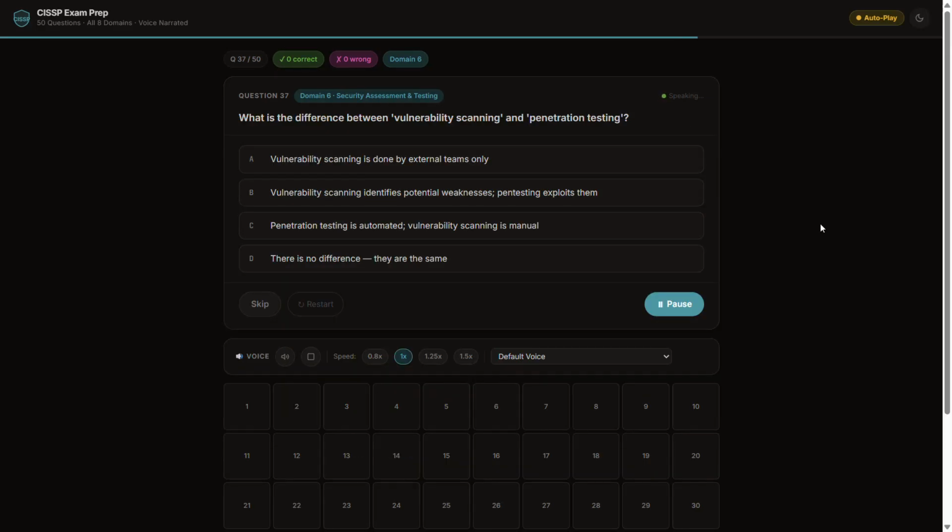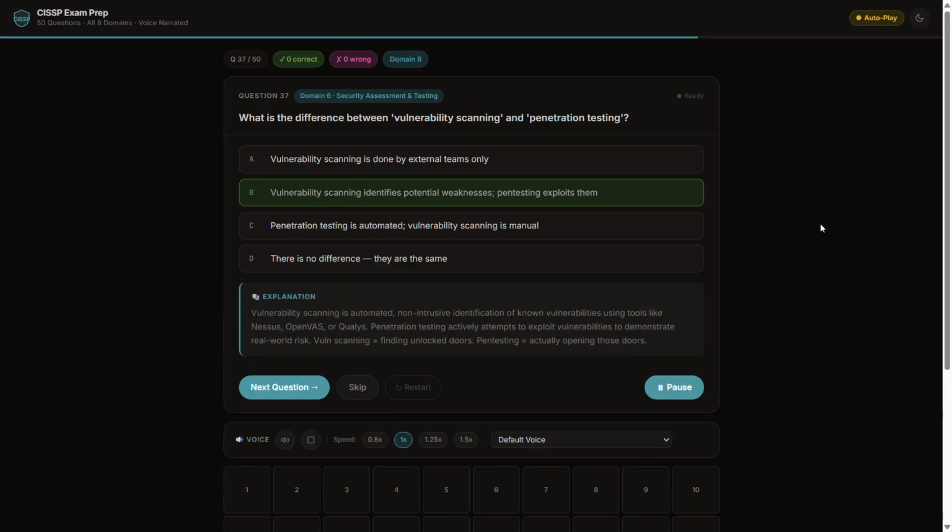Question 37. What is the difference between vulnerability scanning and penetration testing? Options: A. Vulnerability scanning is done by external teams only. B. Vulnerability scanning identifies potential weaknesses, pentesting exploits them. C. Penetration testing is automated, vulnerability scanning is manual. D. There is no difference, they are the same.